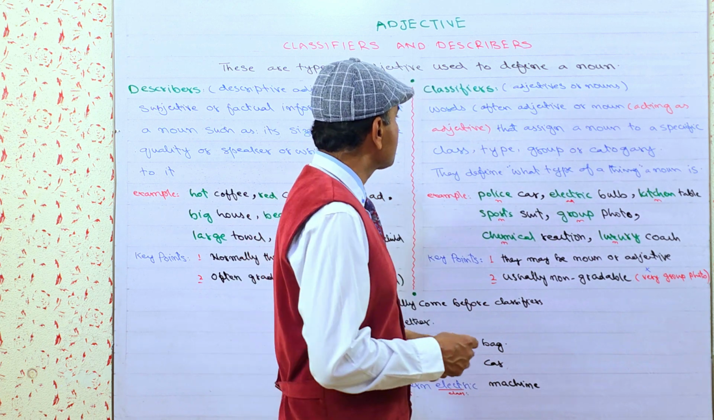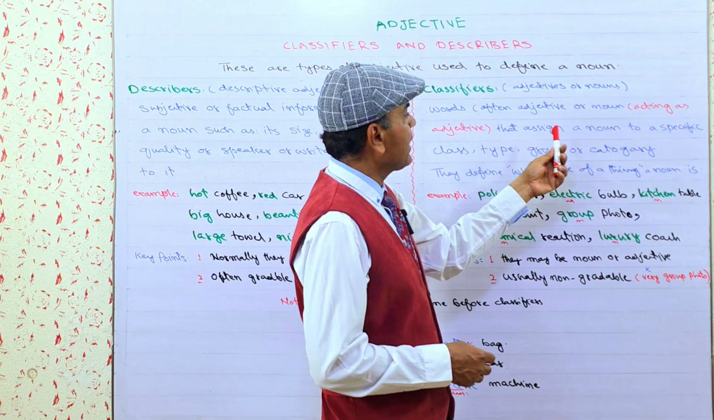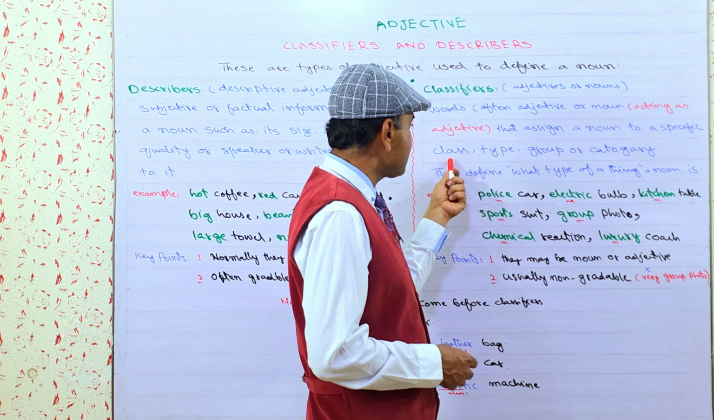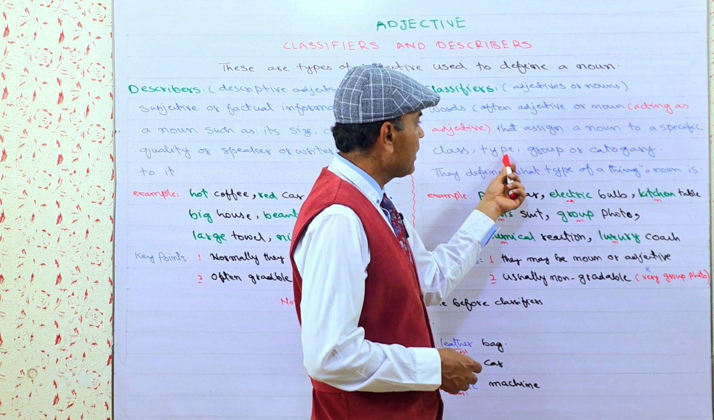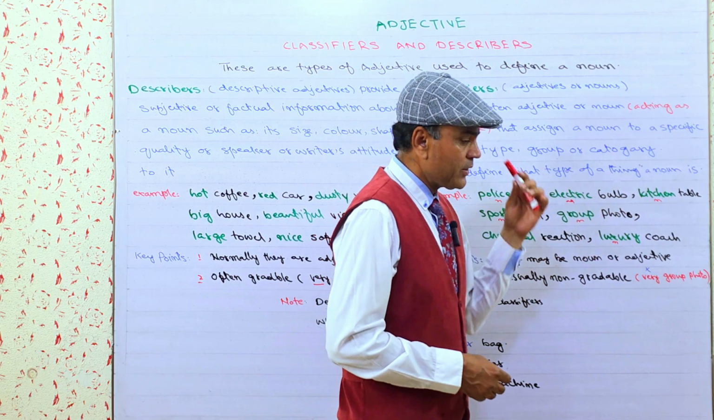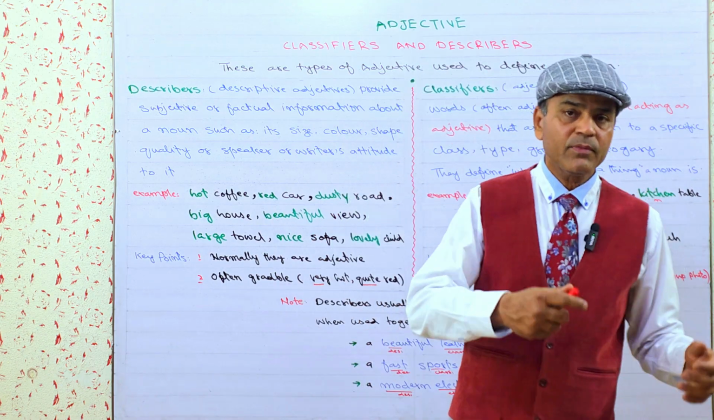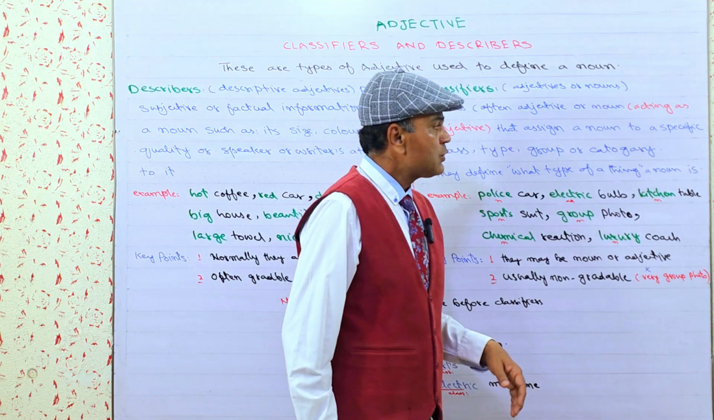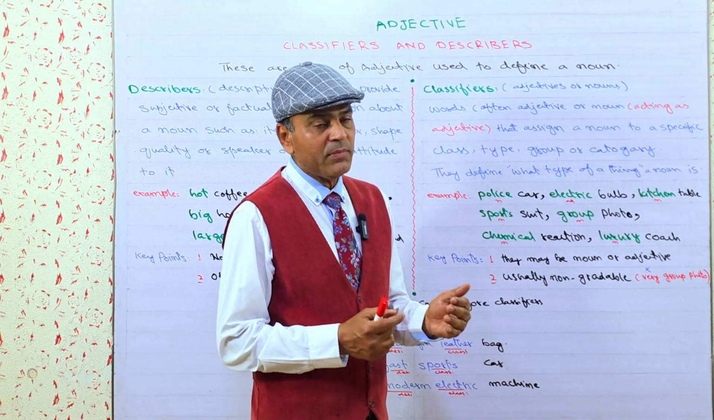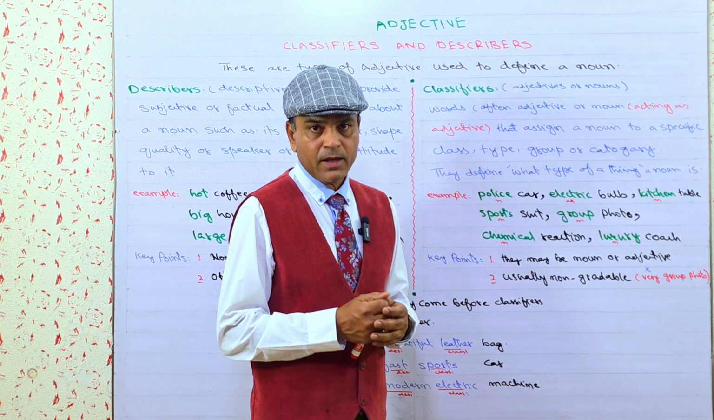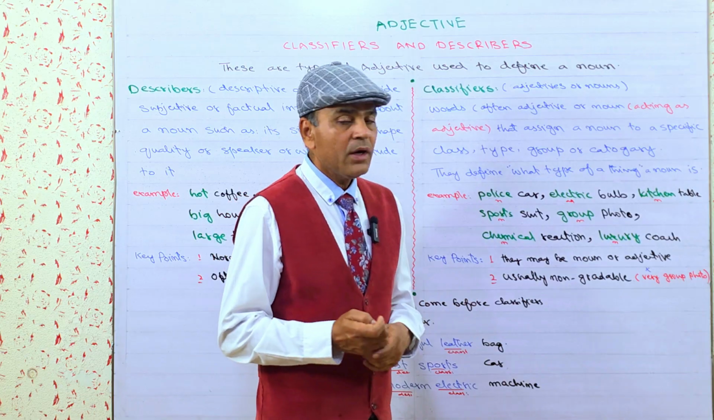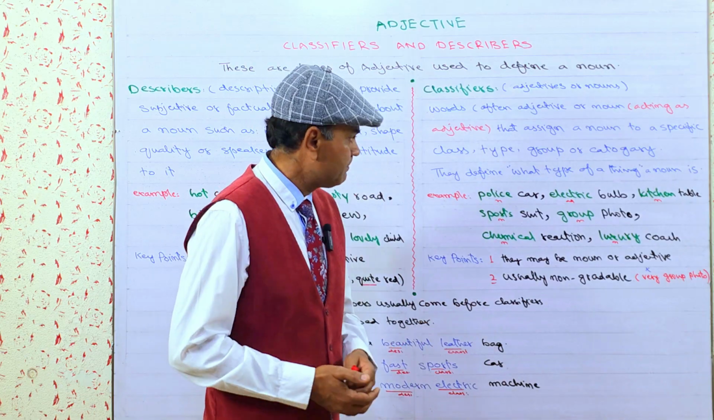As I earlier told you, they assign a noun to a specific class, type, group, or category. It means when we use classifiers before nouns, they specify them in a particular class, or they show their type, or they show their category.